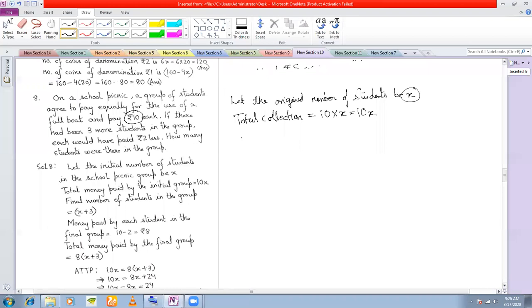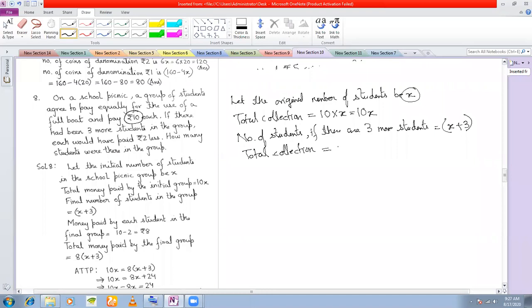Now, if there are 3 more students, how much is the number of students? Initial number plus 3. So now the number of students has changed to x plus 3. So what is the total collection here, if the number of students increases from x to x plus 3?